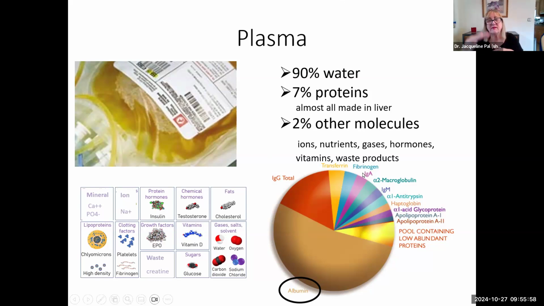Now, what's the other 1%? That's just the rounding error here, okay? So a lot of stuff carried in your plasma.